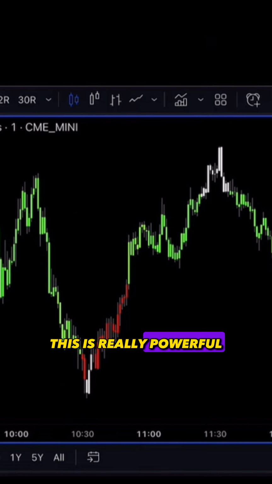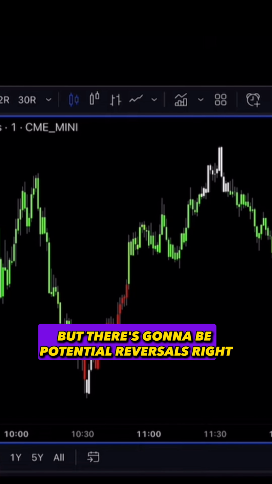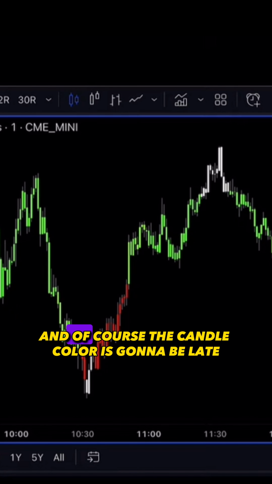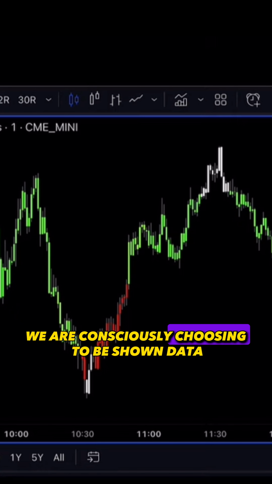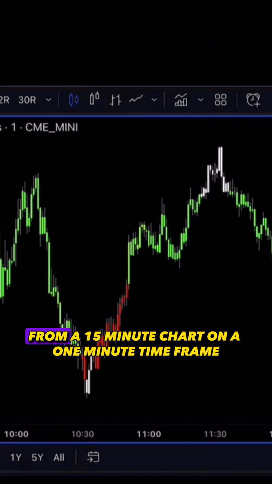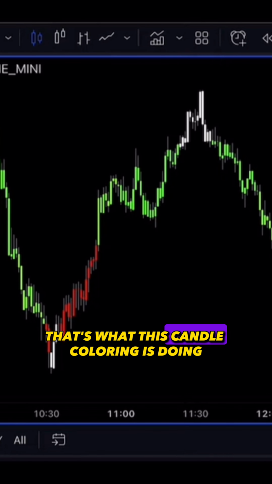This is really powerful because we're looking at a higher time frame again on a 1 minute, but there's going to be potential reversals, right? And of course the candle color is going to be late. We want it to be late. We want to be delayed. We are consciously choosing to be shown data from a 15-minute chart on a 1 minute time frame. Of course it's going to look late. That's what this candle coloring is doing.